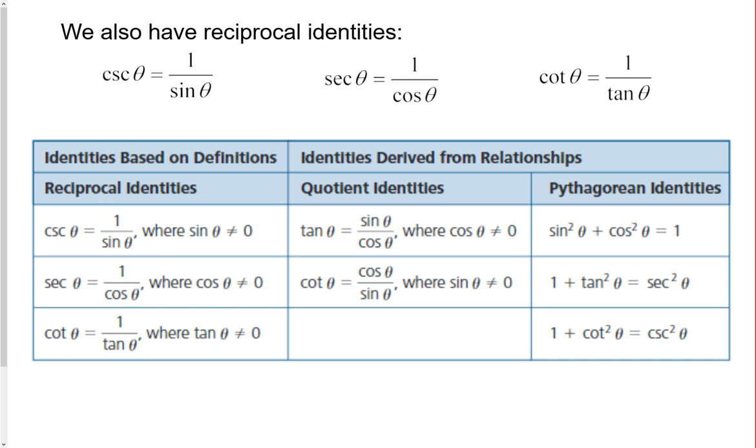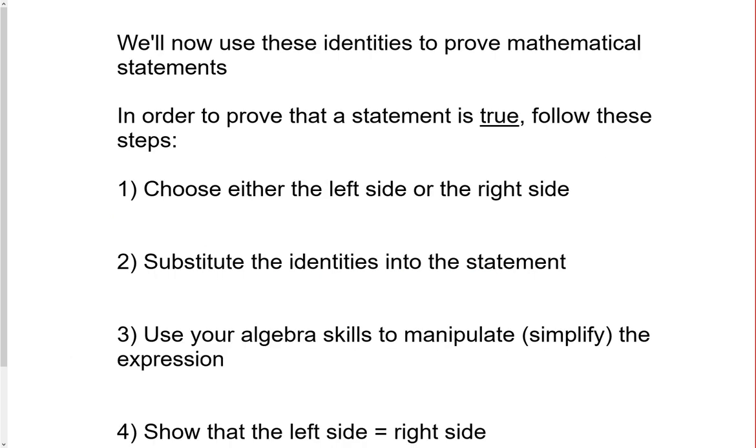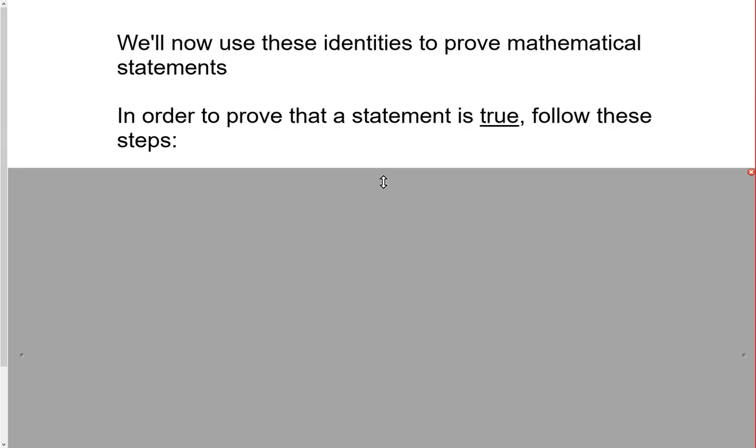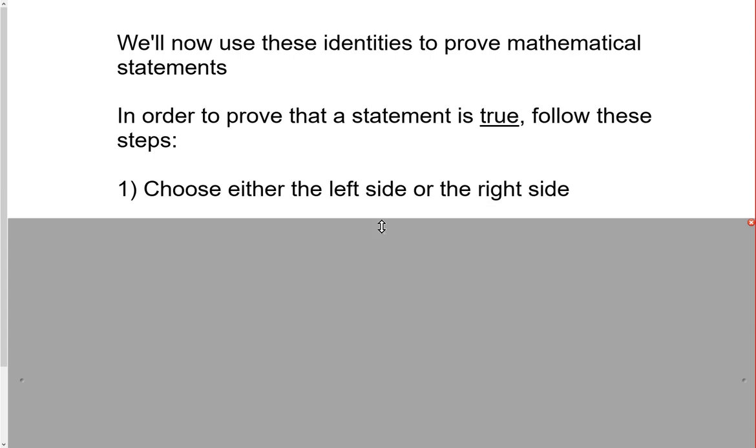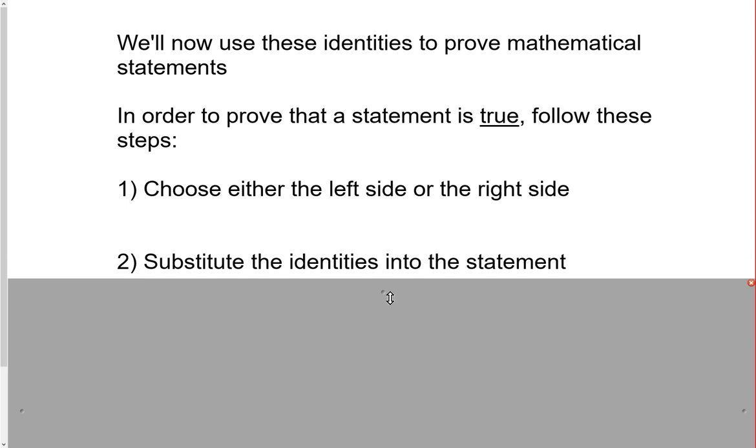Okay, so we're going to talk about a strategy now for proving that things are true. We're going to use these identities to prove math statements. Let's put a little screen on there so I can go one bit at a time. In order to prove it's true, we're going to follow these steps. Number one, we're going to choose either the right side or the left side to start with. Sometimes you need to work with both sides, sometimes you only need to work with one side.